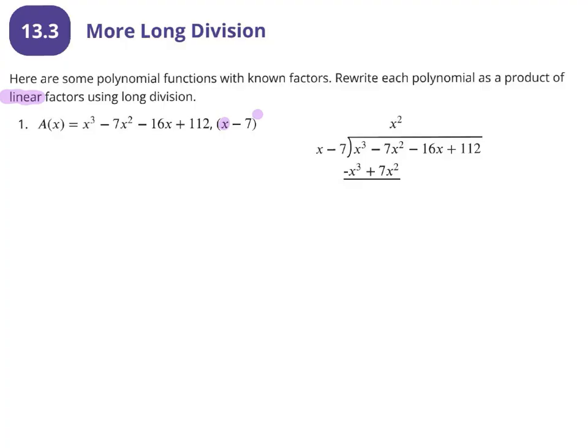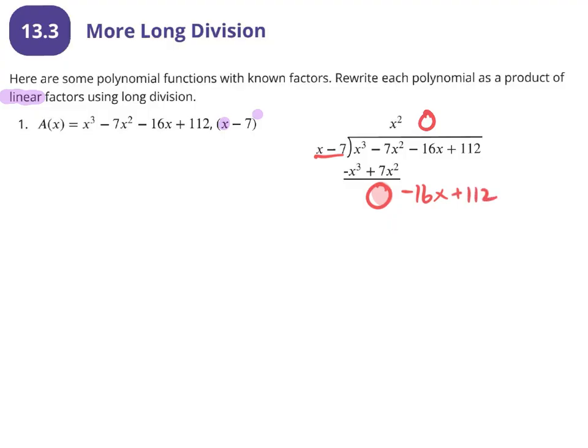Okay, so x squared times x is x cubed. X squared times negative 7 is negative 7x. Change both signs, subtract, we get 0. Bring down the next term. Now here we have two terms. There's nothing you can multiply the two terms to make one term. So we put a 0 right here. There's nothing to multiply to match the leading term. There's nothing to add or subtract. So we bring down the next term.